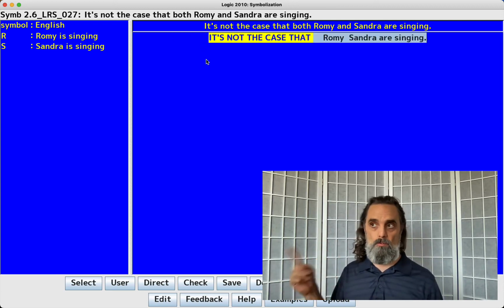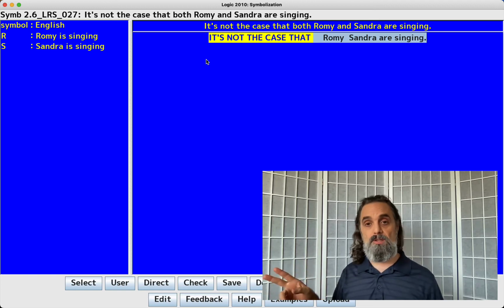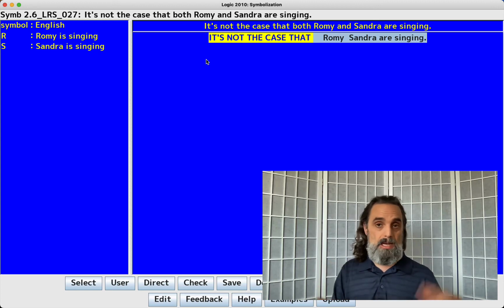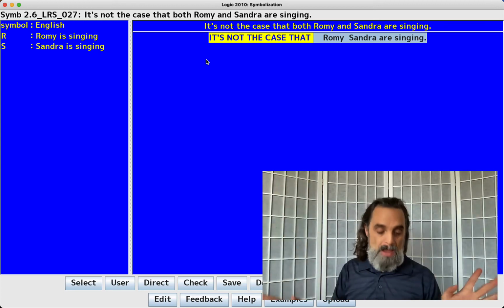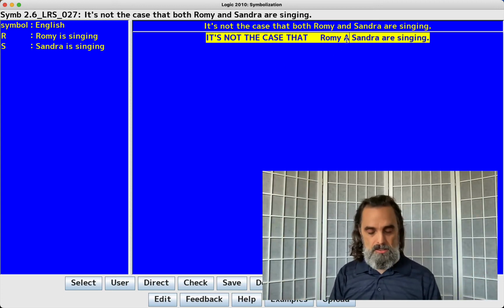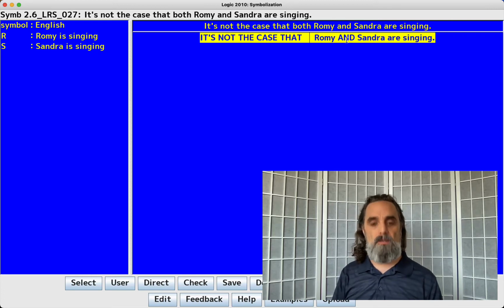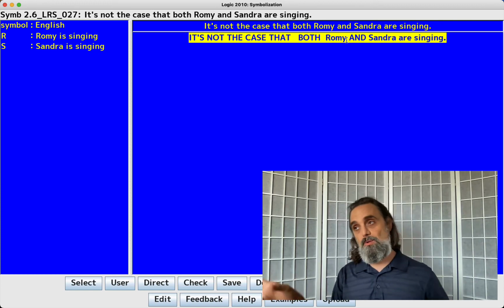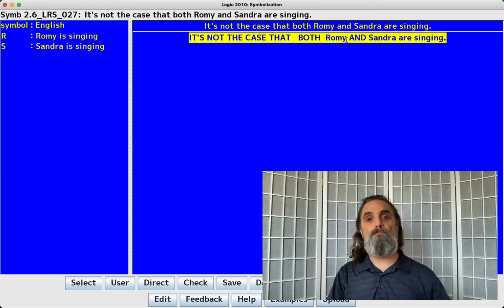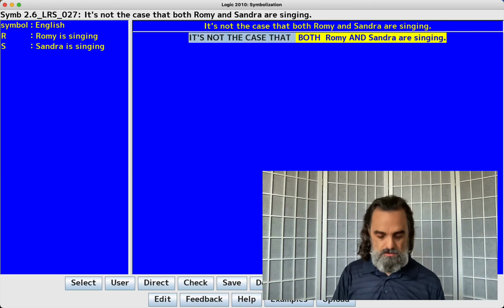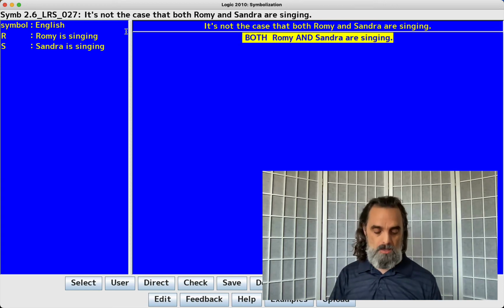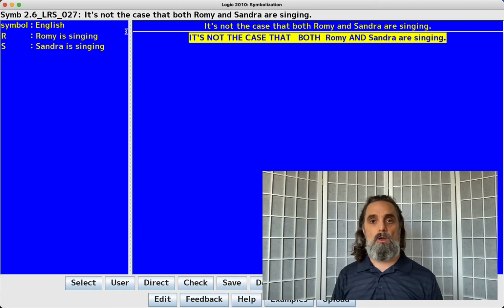So we have two sentences, Romy is singing, and then Sandra is singing when we delete the and, so that's good. But then we also have the "it's not the case that" floating in space, and that's bad. That means the and is not the main connective, because if it were, we would have just exactly 2 sentences and not 2 sentences plus some stuff left over. And that means this is a negation. When we remove "it's not the case that," we're left with both Romy and Sandra are singing, which is a sentence.